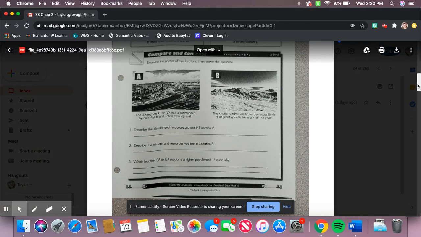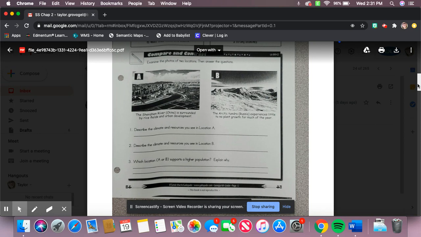All right, this is the last thing that you guys are going to do for today. Honestly, these pictures are not super great, so we're going to talk about the pictures, and we're going to do this together. When we're given an activity, the first thing we do is read our directions. It says examine the photos of 2 locations, then answer the questions. So let's look at photo A. It says the Sichuan River, which is in China, is surrounded by rice fields and urban development.